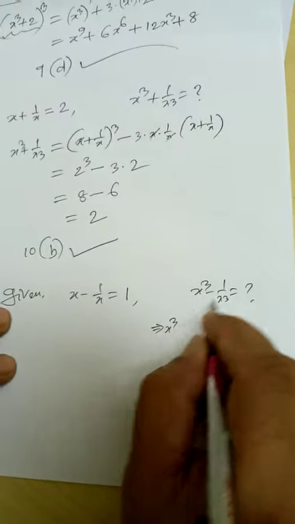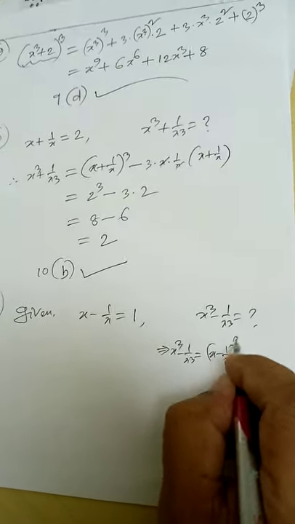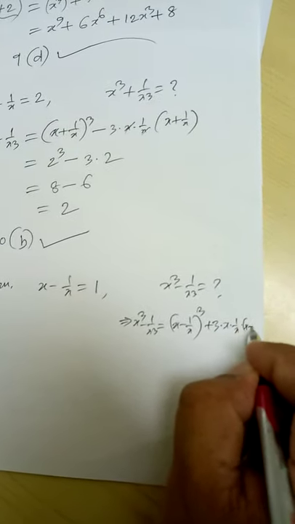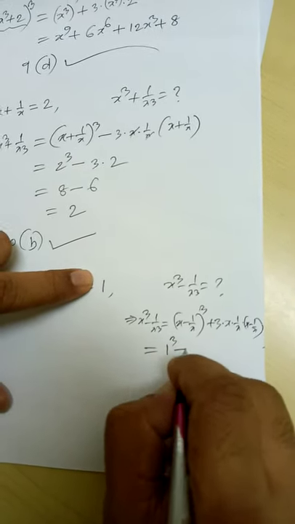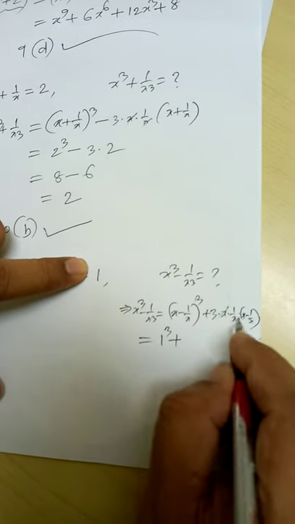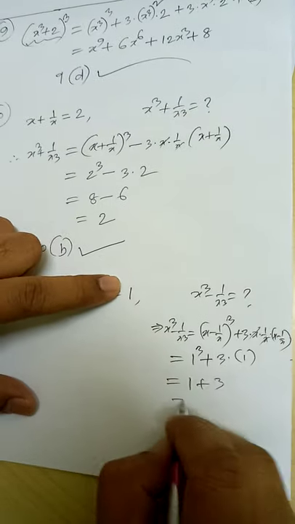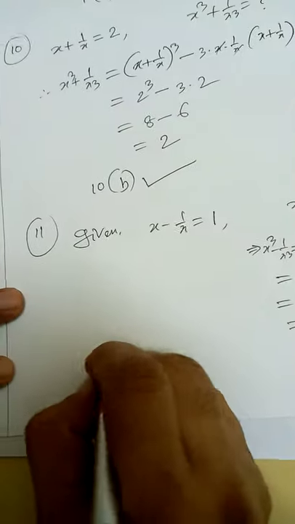So x cube minus 1 by x cube equal to x minus 1 by x whole cube plus 3 into x into 1 by x into x minus 1 by x. x minus 1 by x equal to what? 1. 1 cube plus x into 1 by x cancels, 3 into 1. 1 cube equal to 1, plus 3 into 1 is 3, 1 plus 3 equal to 4. So question number 11, which one is correct? Question number 11, A is correct. So question number 11 is finished.